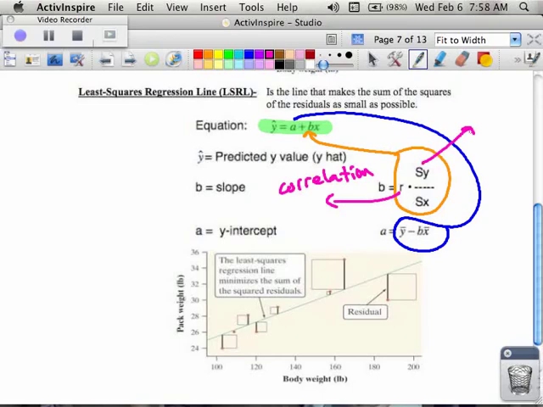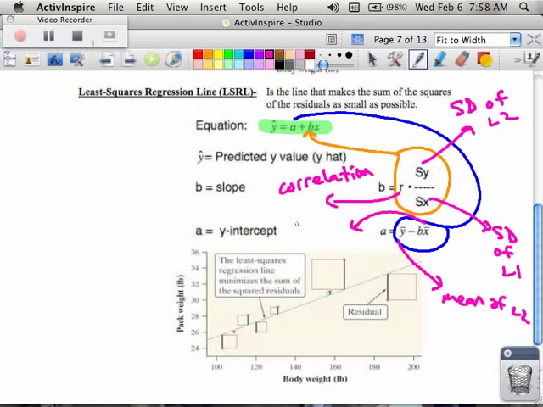Sy is the standard deviation of list number 2, otherwise known as your y list. Sx is the standard deviation of list 1, otherwise known as your explanatory or your x list. The y bar is the mean of list number 2, and the x bar is the mean of list 1, and the b, we just got done talking about how to find that.